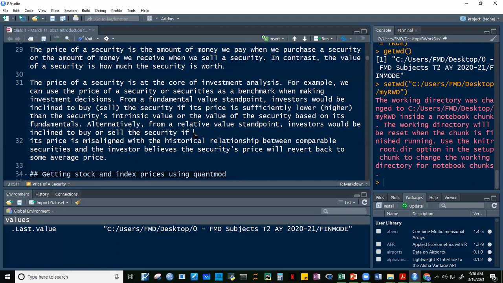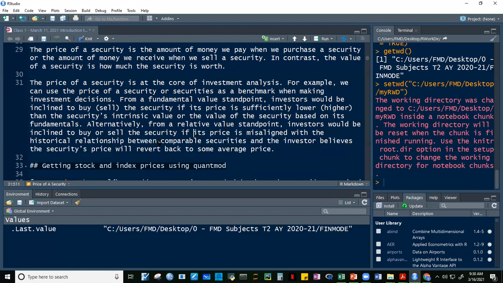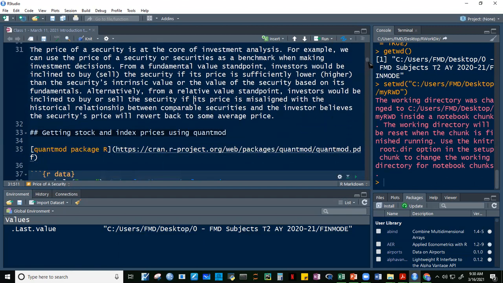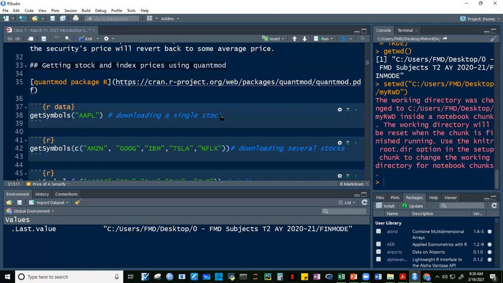From a relative value standpoint, investors would be inclined to buy or sell the security if its price is misaligned with the historical relationship between comparable securities, and the investor believes that the security's price will revert back to some average price. Let's discuss this more later on as we have an example. Okay, so the first thing we'll look at is how to get the stock index prices using Quantmod.